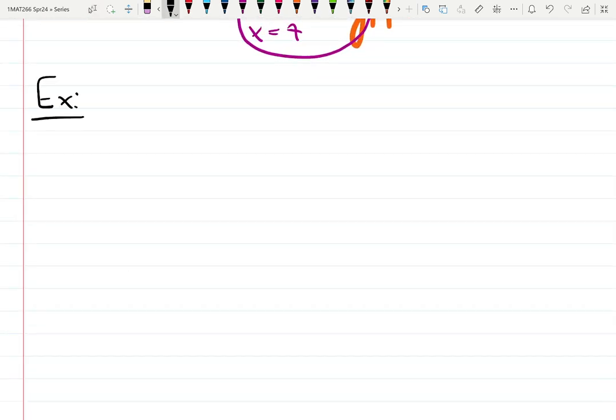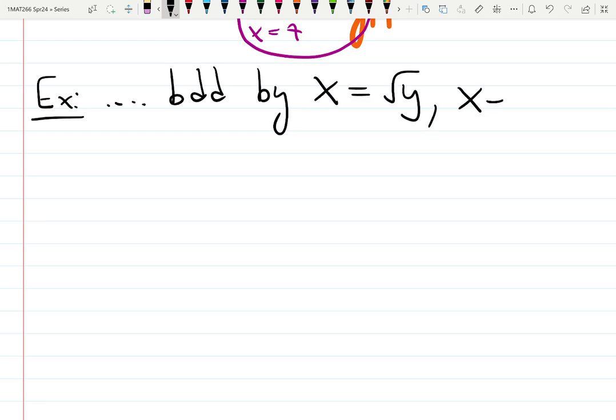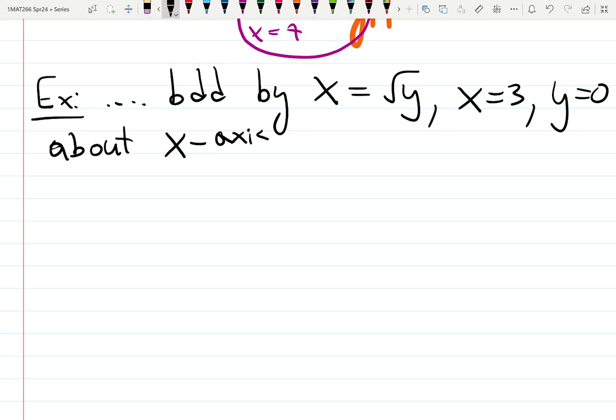Example. There's a 2D object bounded by x equals square root of y, x equals 3, y equals 0. And then it was rotated about the x-axis. Let's do the x-axis.